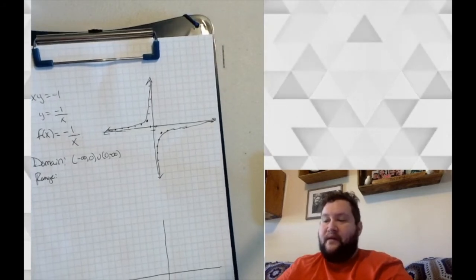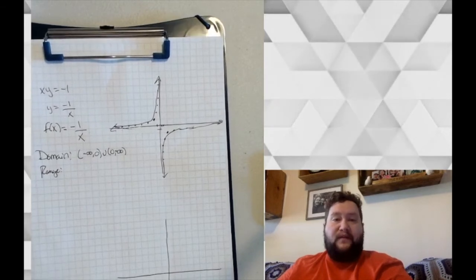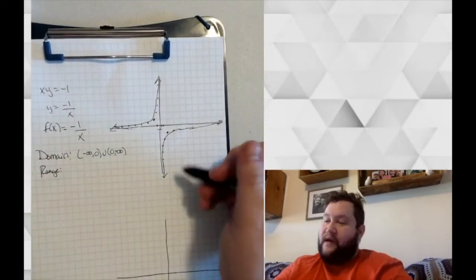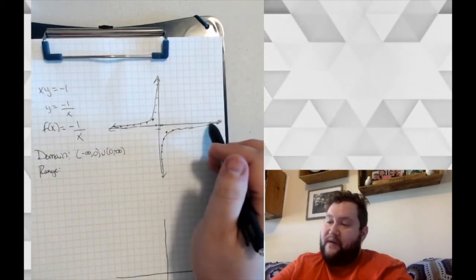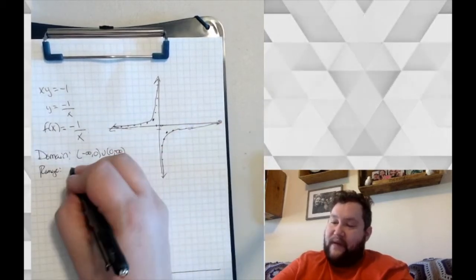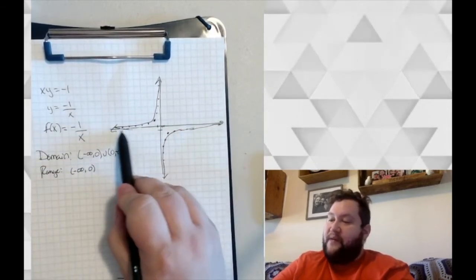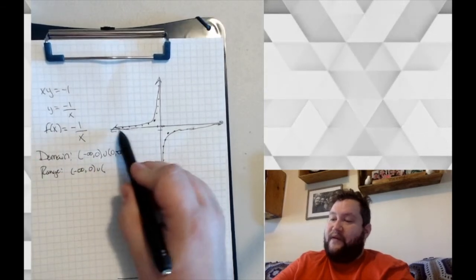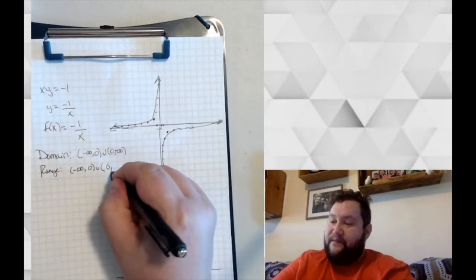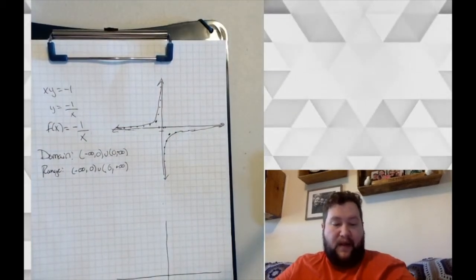And so here, our range is what y values can occur. Well, here we have all the way from negative infinity, almost up to 0, but not quite. And so we have negative infinity to 0. And then we have to skip over 0 because neither of those will ever hit it. And then here we have 0 to positive infinity. And so that's our domain and range.